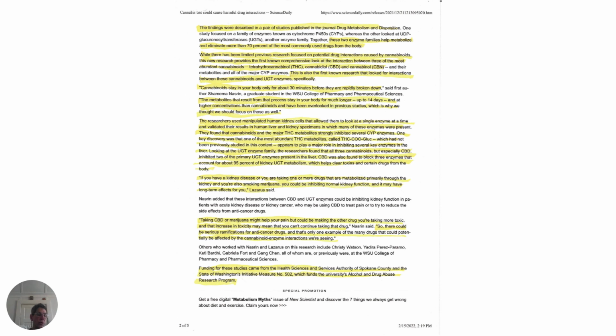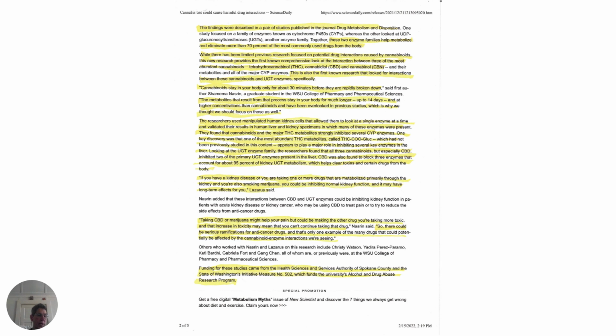The researchers used manipulated human kidney cells that allowed them to look at a single enzyme at a time and validated their results in human liver and kidney specimens in which many of these enzymes were present. They found that cannabinoids and the major THC metabolites strongly inhibited several CYP enzymes. One key discovery was that one of the most abundant THC metabolites, called THC-glucuronide, it's in here, which had not been previously studied in this context, appears to play a major role in inhibiting key enzymes in the liver.